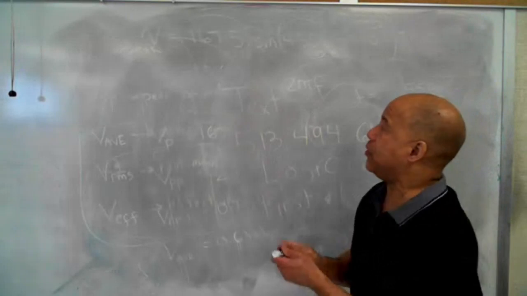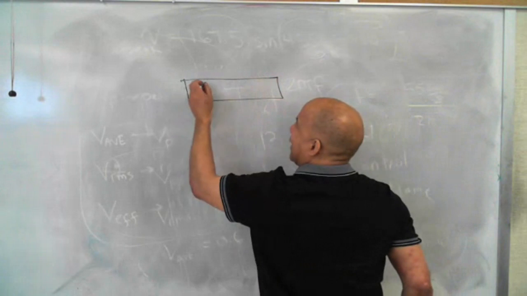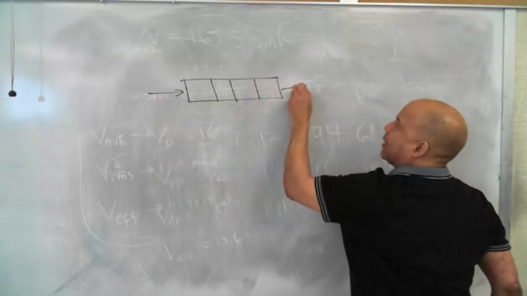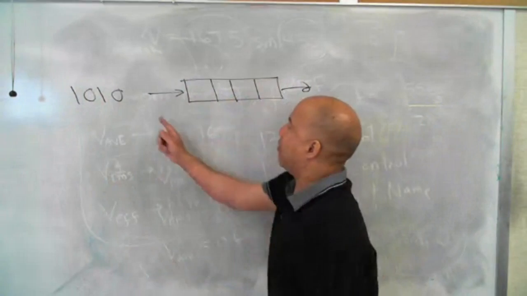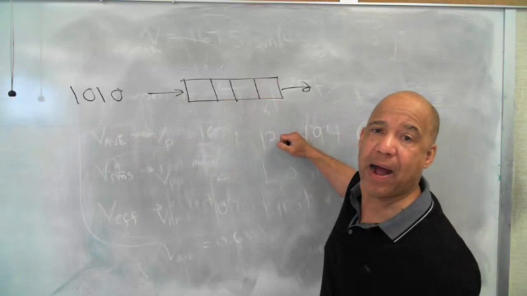So what I just showed you is your shift register, and it had 4 cells. You have 1 line in and 1 line out. If I had some bits over here that I want to move in, I move them in bit by bit by bit. This is called serial in, serial out.